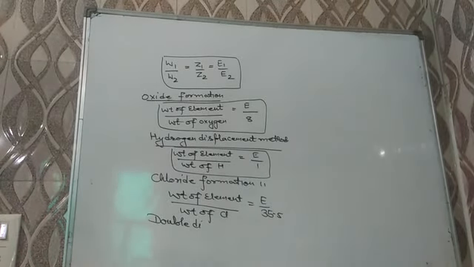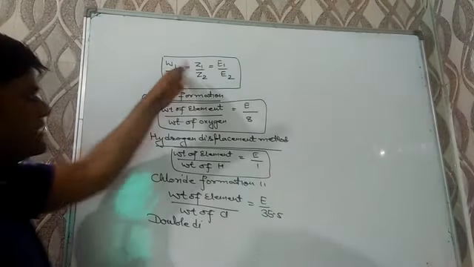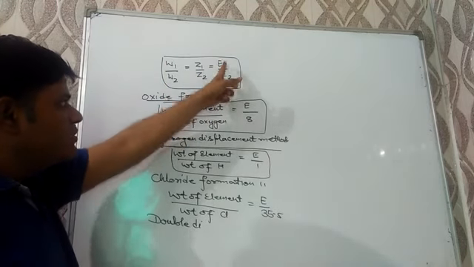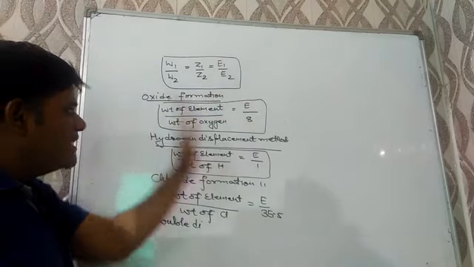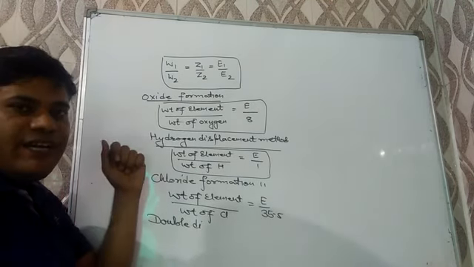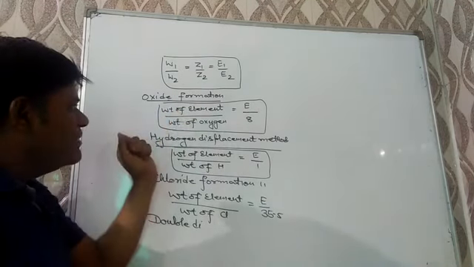So, according to Faraday's second law, W1 by W2 is equal to Z1 by Z2, that will be equal to E1 by E2. On basis of this, we can form formulas to find out the equivalent weight. The first one is oxide formation method.